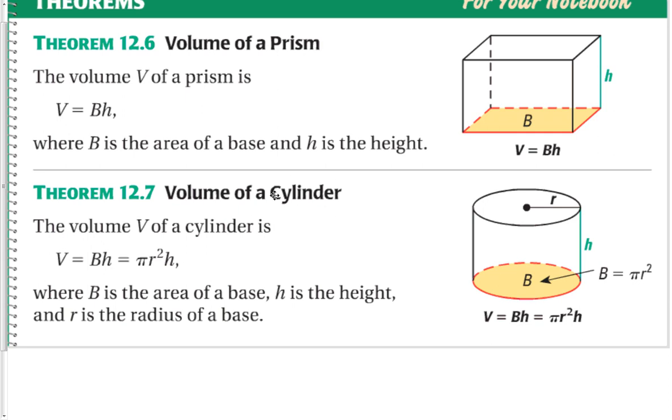Moving on to a cylinder, same formula, but we know that the base of a cylinder is a circle, and the area of a circle is pi r squared. So pi r squared times height. We only have radius and height to deal with then, and you just figure them out and plug them in. Maybe you have to divide by 2 if we're given a diameter instead of a radius, right?